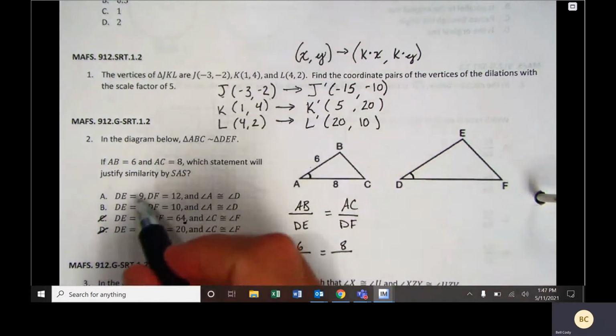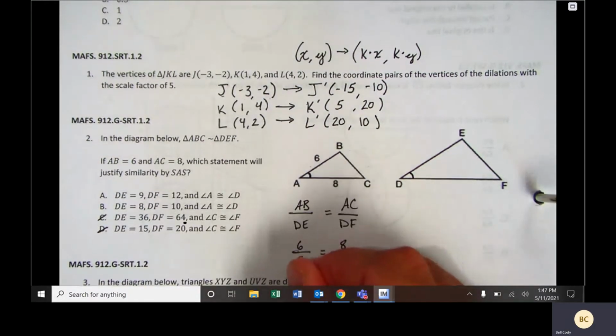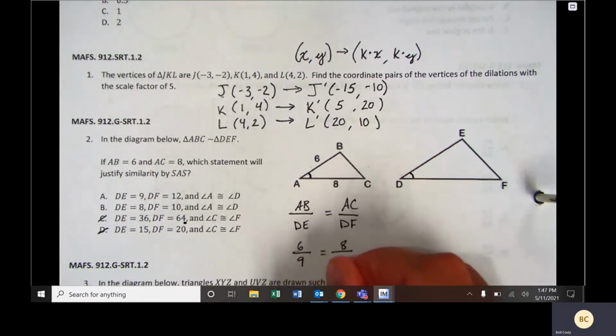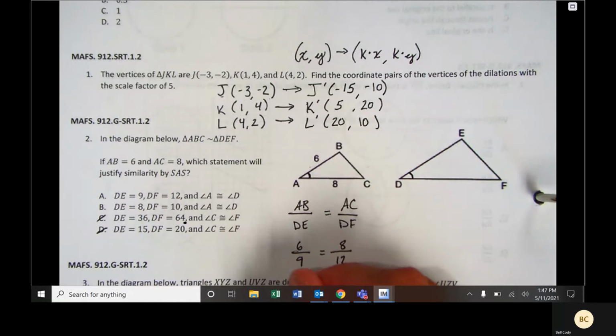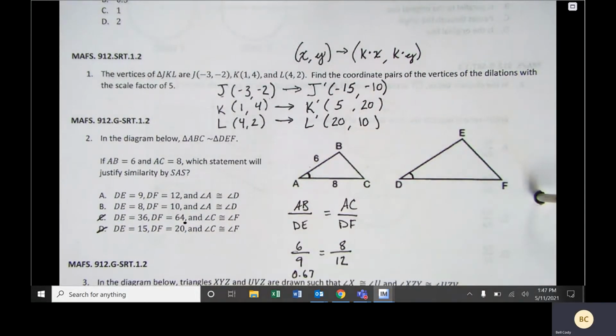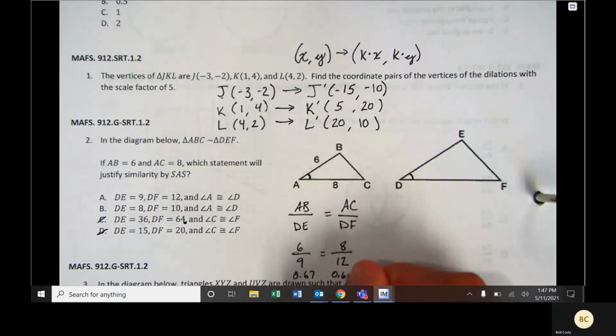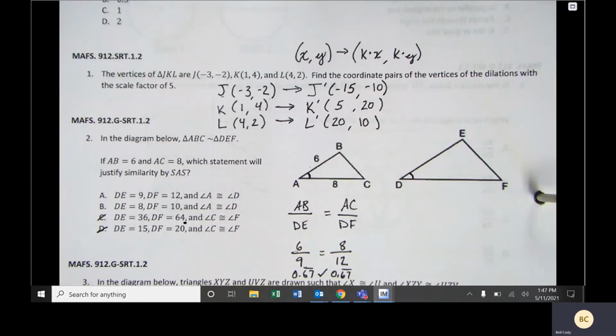So 6 over, and we're just going to go through our first choice. Answer choice A, we've got 9 and 12. If we divide 6 by 9, you get 0.67. And if you divide 8 by 12, you get the same thing. So those sides would be proportionate.